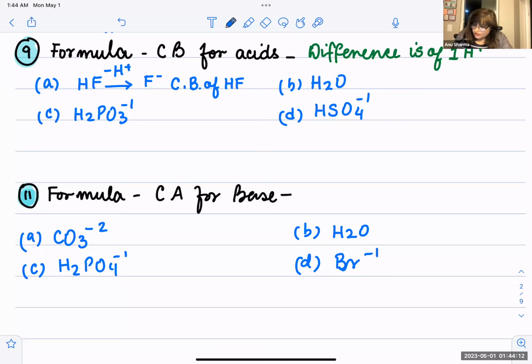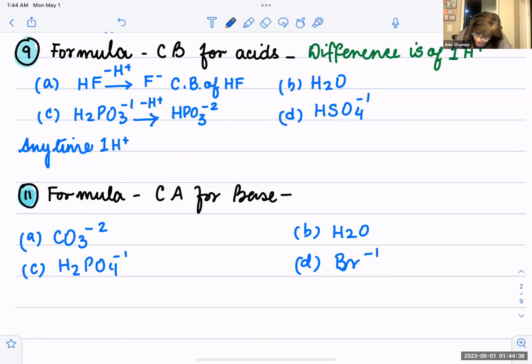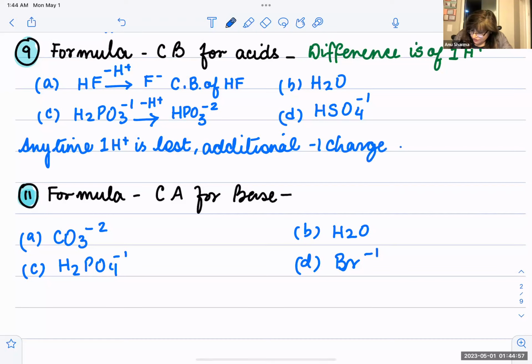Okay, next, it's always 1 hydrogen ion. H2PO3 minus 1. So in this case, minus 1 hydrogen ion, and that gives you HPO3 -2. Okay, anytime, let me write this down. Any time 1 hydrogen ion is lost, one additional negative charge appears.